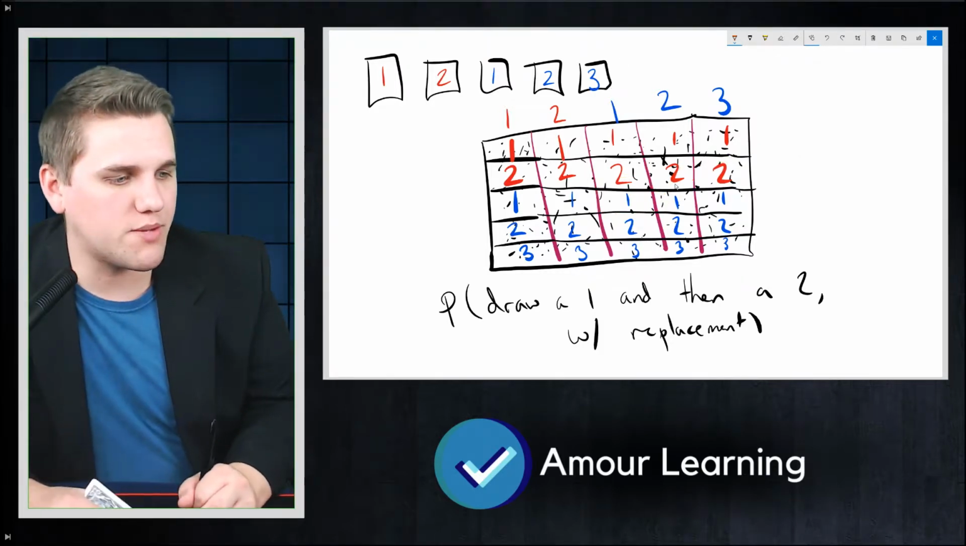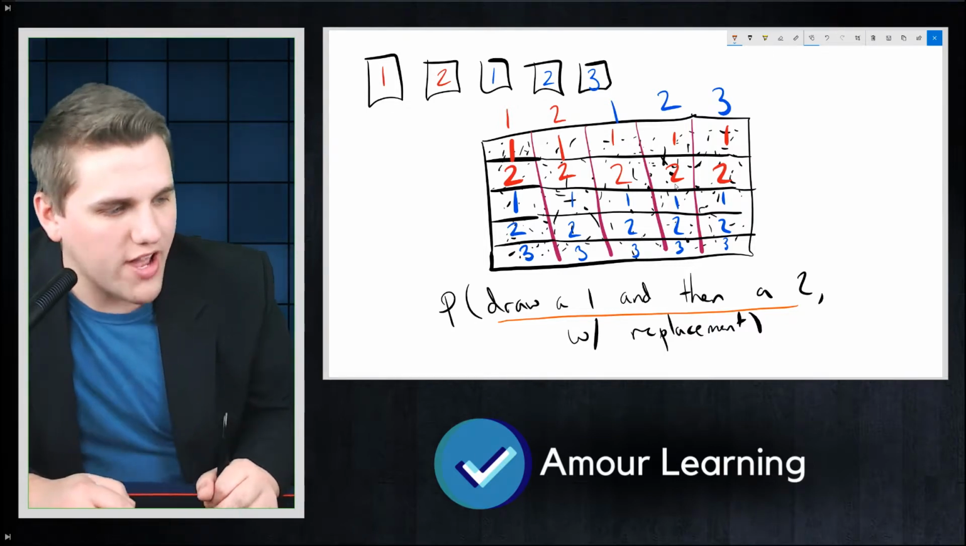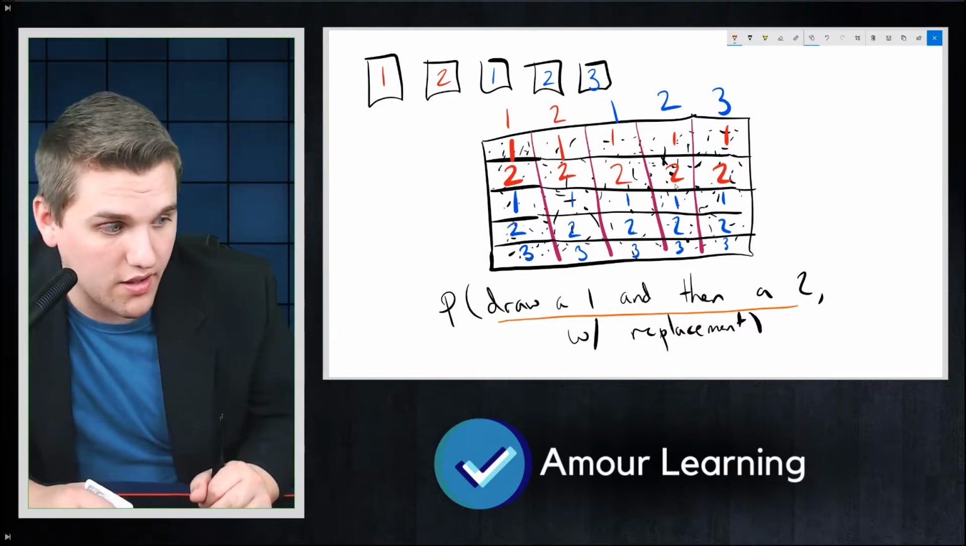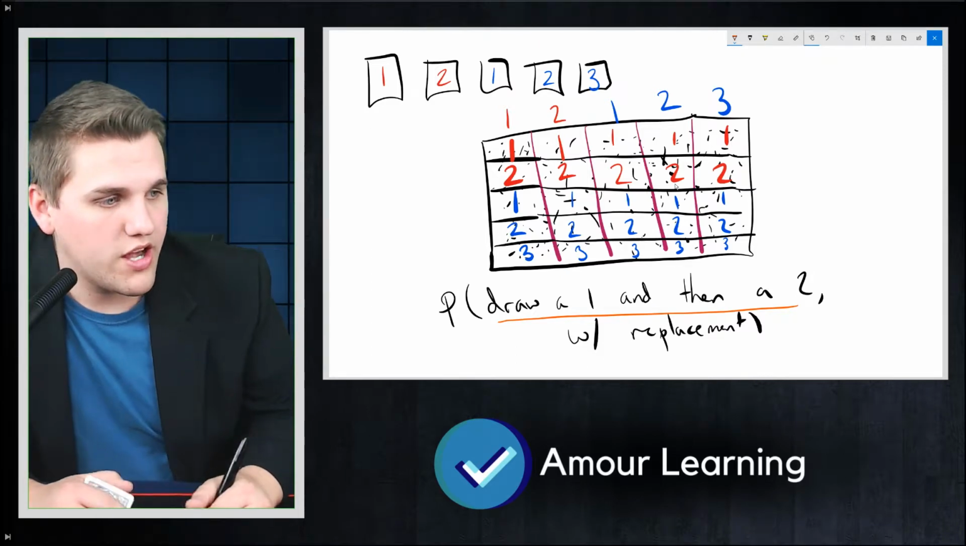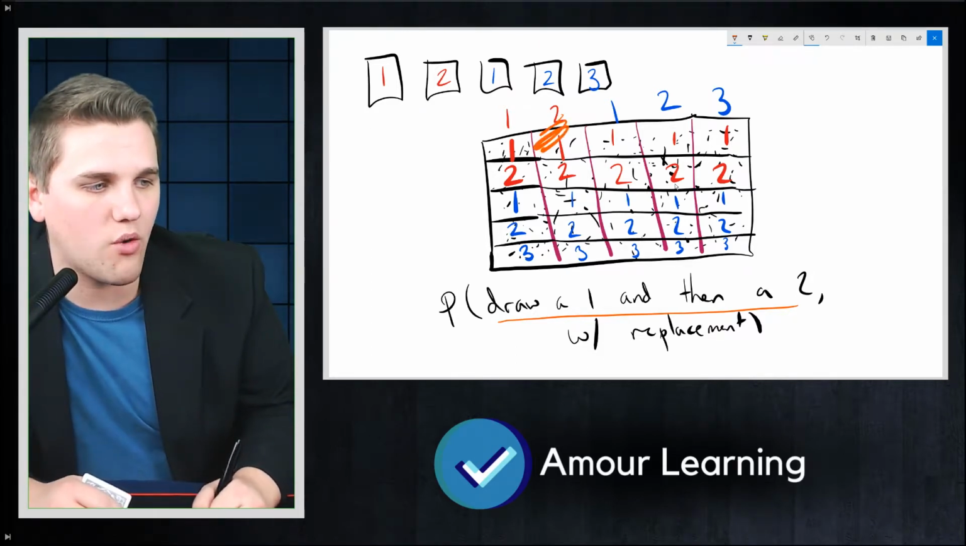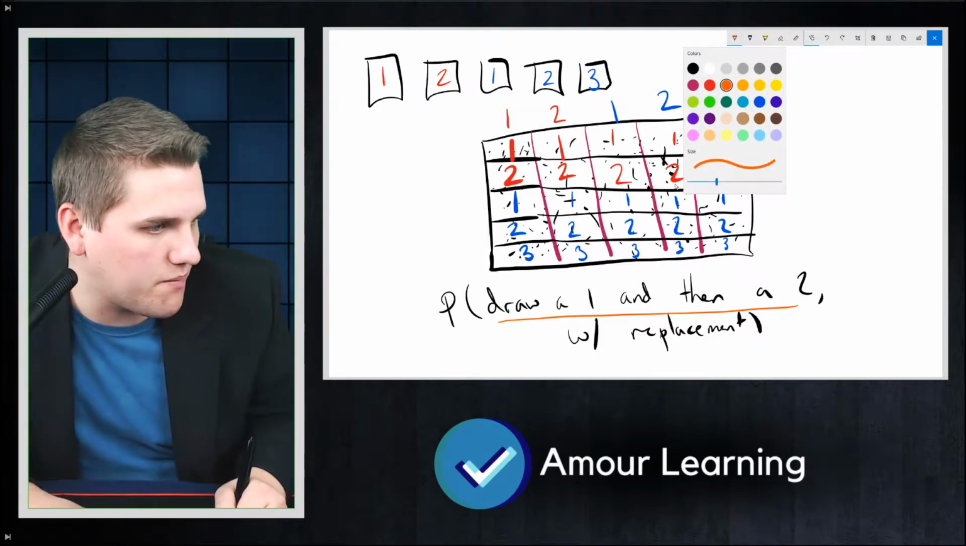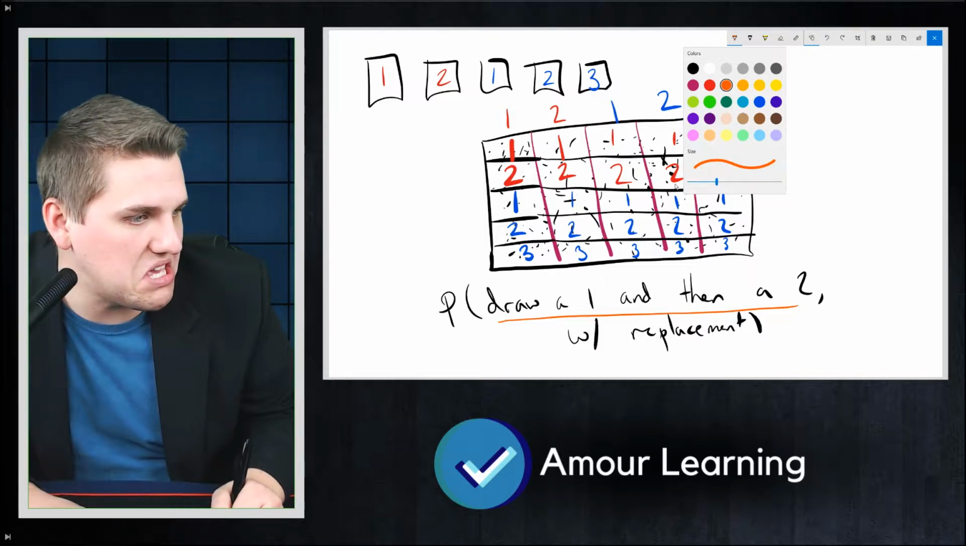Now the question is, what is the probability that you draw a 1 and then a 2 with replacement? So let's find all the people that drew a 1 and then a 2. Now first off, you have to draw a 1 first. So if you didn't draw a 1, then I really don't care about you. And let's use a different color. Let's do green.